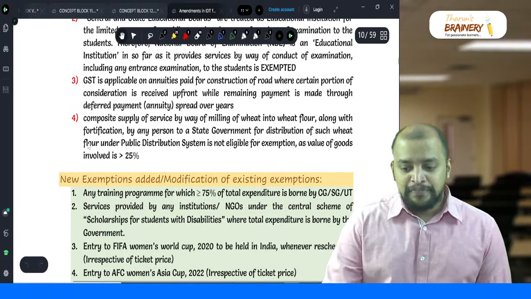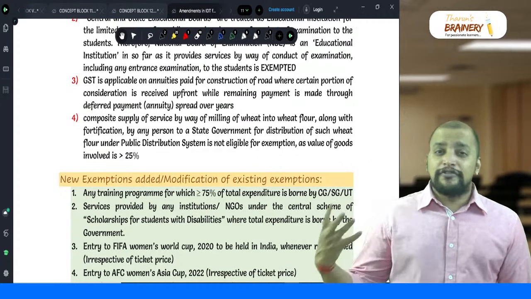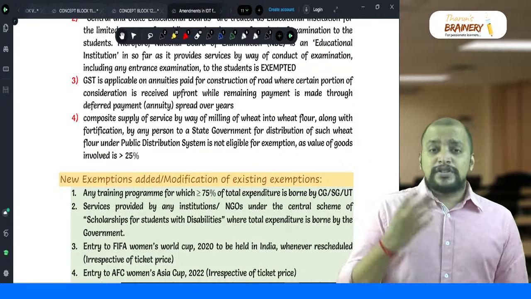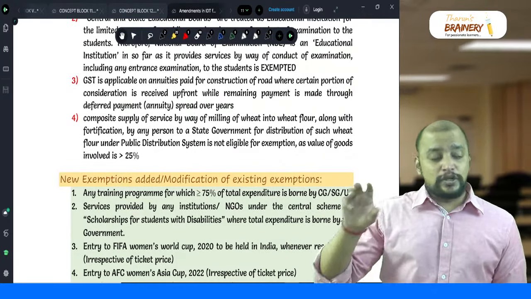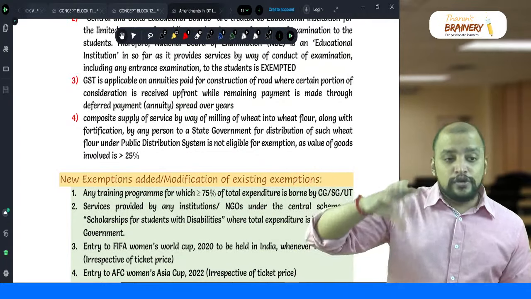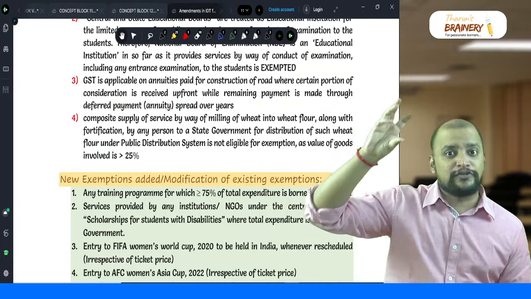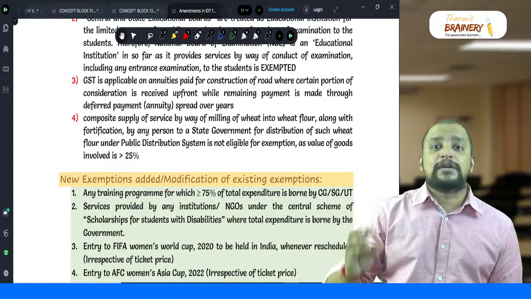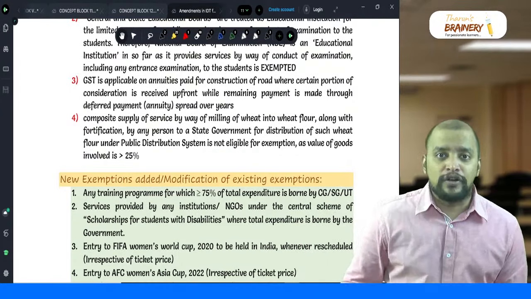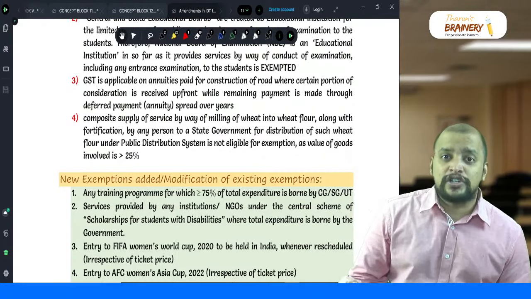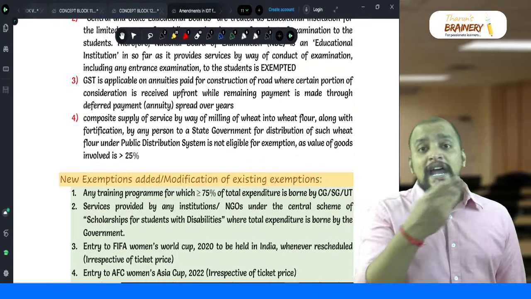Then another circular is related to composite supply by way of milling of wheat into wheat flour. Listen carefully. Whenever the government is required to do certain activities as per Article 243G or Article 243W of the Constitution, it needs to provide services to the general public. In that, public distribution system of essential commodities is also one of the activities. Now, they need to distribute wheat flour. For the purpose of distributing the wheat flour in ration shops, they will ask a person to procure the wheat, convert it into wheat flour and submit it to the government.